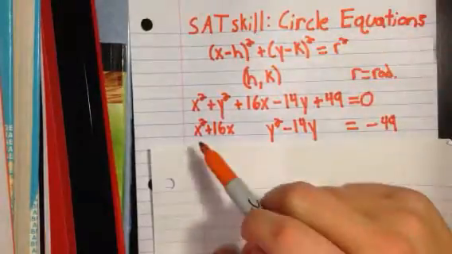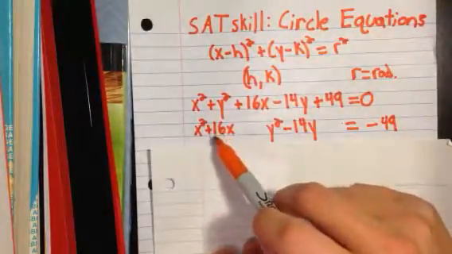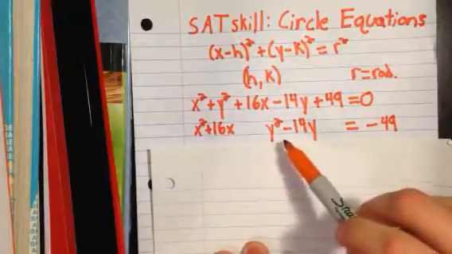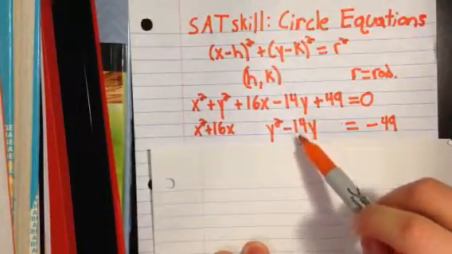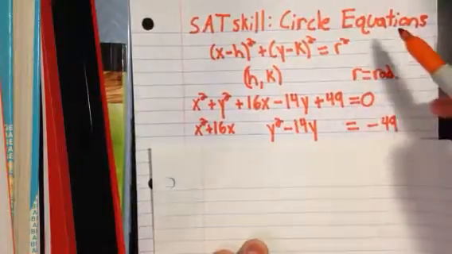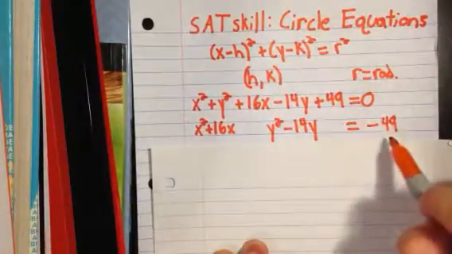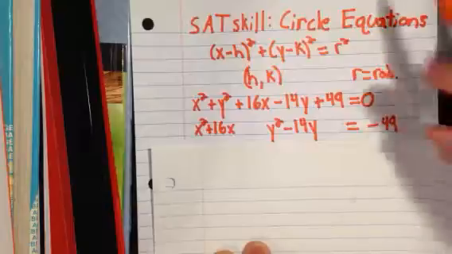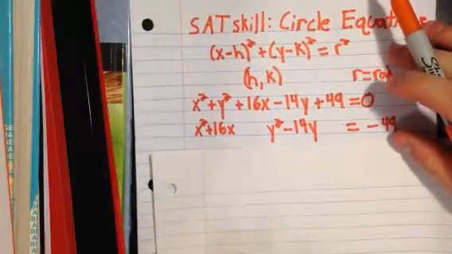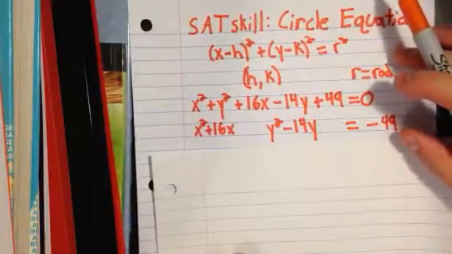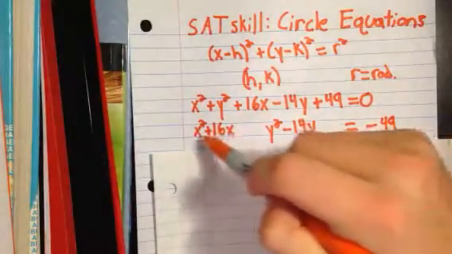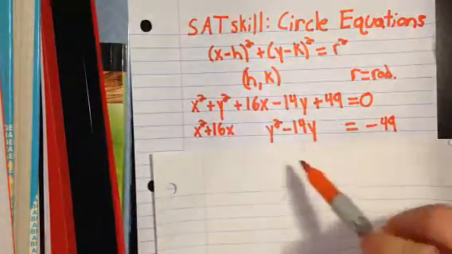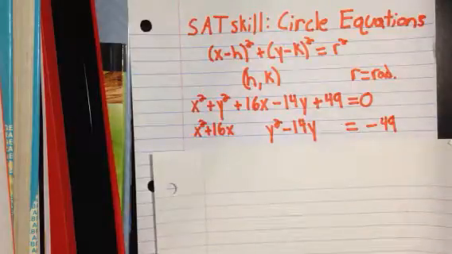Here I took the x² and the 16x and put that over here. I took the y² and the minus 14y and put it over here. And then I also moved the 49 over here because we can just put that over there for now, and you'll see why later. So what you need to do is determine what you can add onto here to make this a perfect square and what you can add onto here to make that a perfect square.